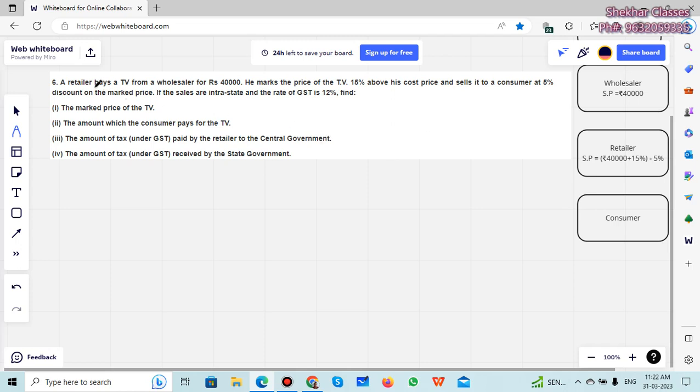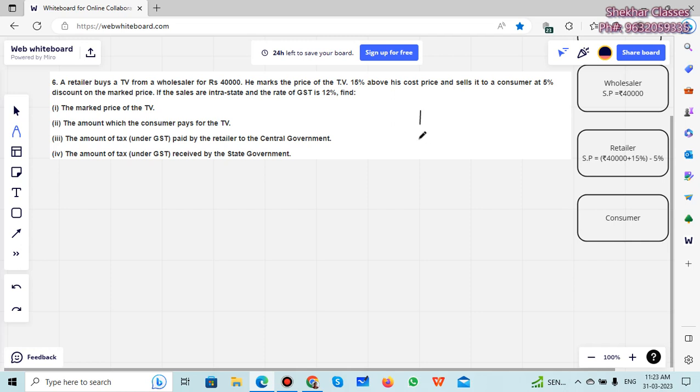First of all, the retailer buys. This is the retailer. It buys from whom? It buys from the wholesaler. What is the price? So the selling price of the wholesaler is 40,000 rupees, sorry, not 4,000. He marks the price 15% above his cost price.